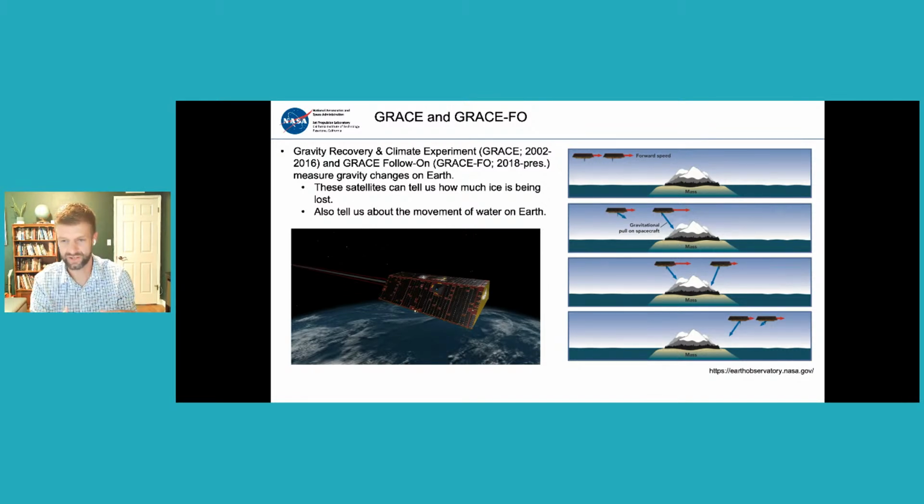The global water cycle is really well measured by these GRACE satellites. So basically the movement of water from land to ocean at any given time, these satellites see that as well. But for the interest of this talk, I'm really going to be focusing on what these satellites can tell us about how much ice is being lost, where that ice is coming from.